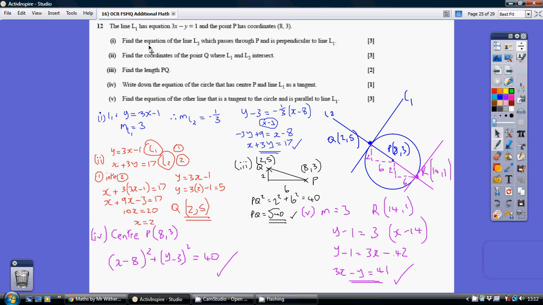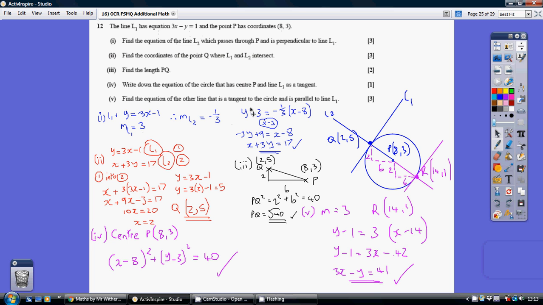So for part 1, we've got to find the equation of L2, which passes through P, (8, 3), and is perpendicular to the line L1. So L1 is 3x minus y equals 1. If we rearrange that, we get y equals 3x minus 1, so the gradient of L1 is 3. Given that it's perpendicular, the gradient of L2, flip it over and change the sign, must be minus a third.